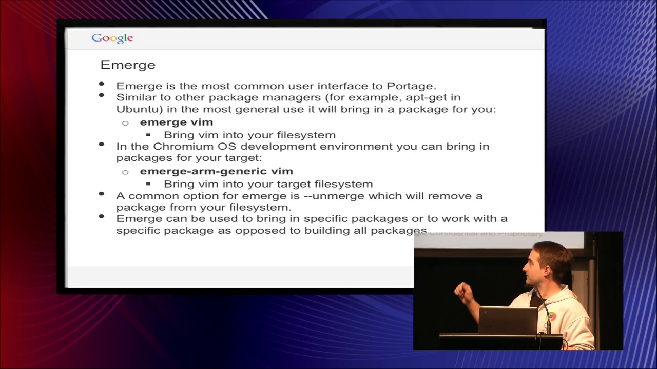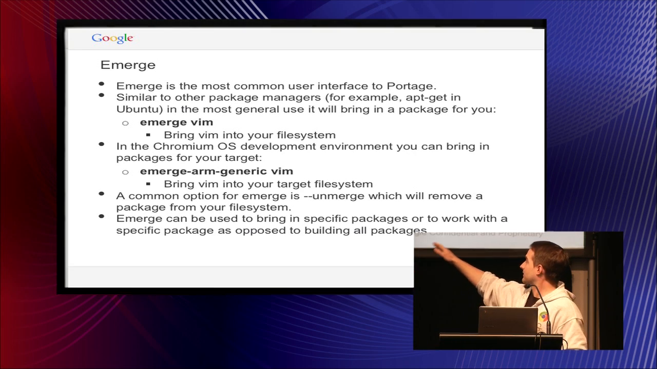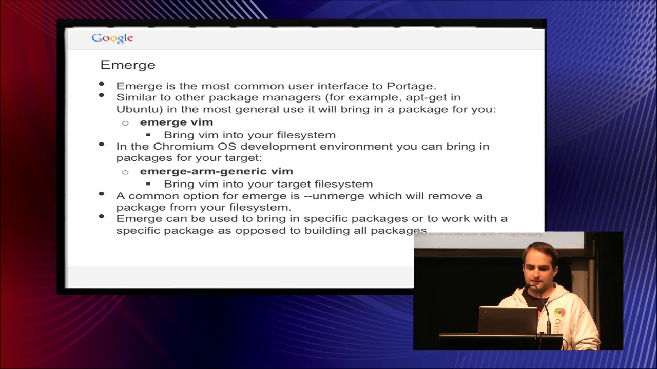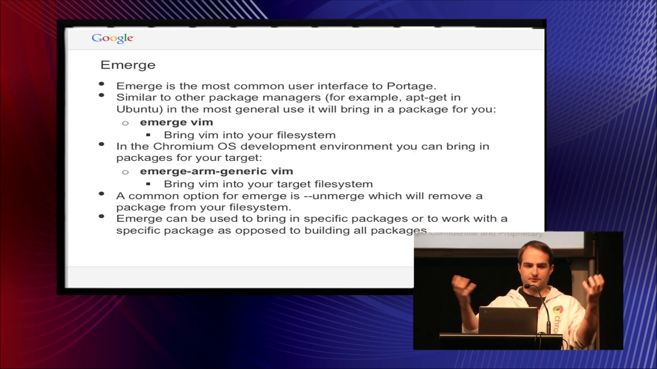Another common option for this is unmerge. If you wanted to remove a binary or a package that you have previously emerged, you do dash dash unmerge. It'll make it go away. And that's pretty much it. So this is somewhat like the Gentoo equivalent of apt-get, similar with Chrome OS. Basically, I want to find this package and have it.